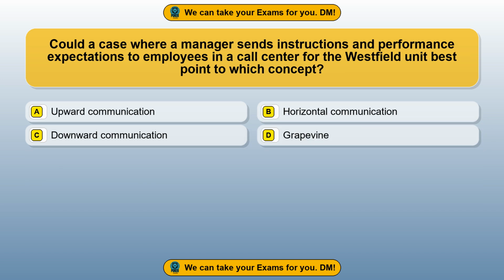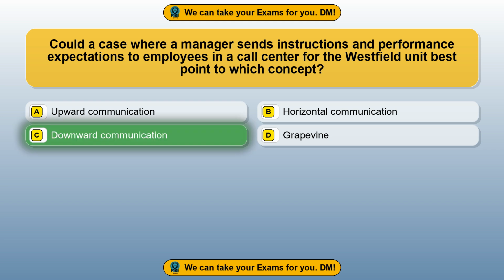Question 64. Could a case where a manager sends instructions and performance expectations to employees in a call center for the Westfield unit best point to which concept? Option A, upward communication. Option B, horizontal communication. Option C, downward communication. Option D, grapevine. The correct answer is option C, downward communication.